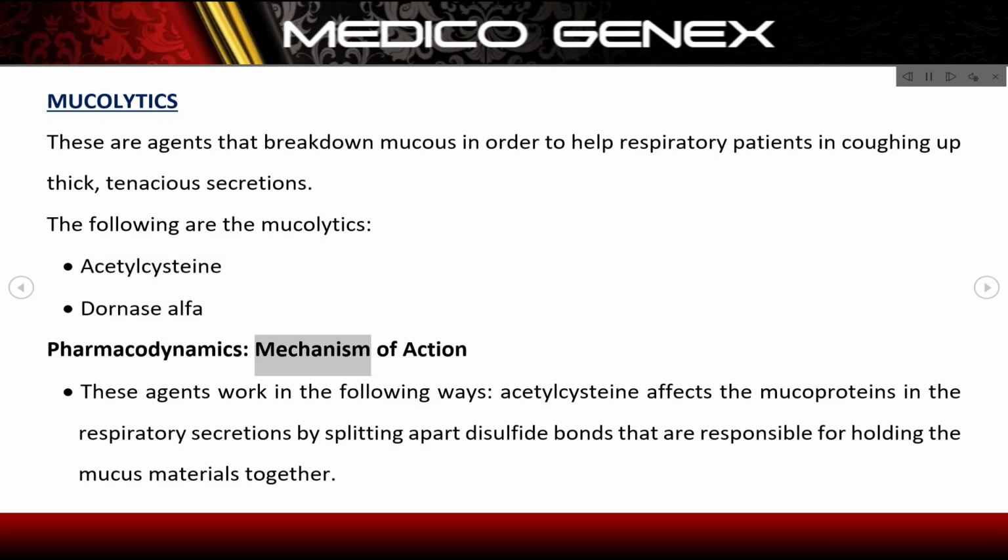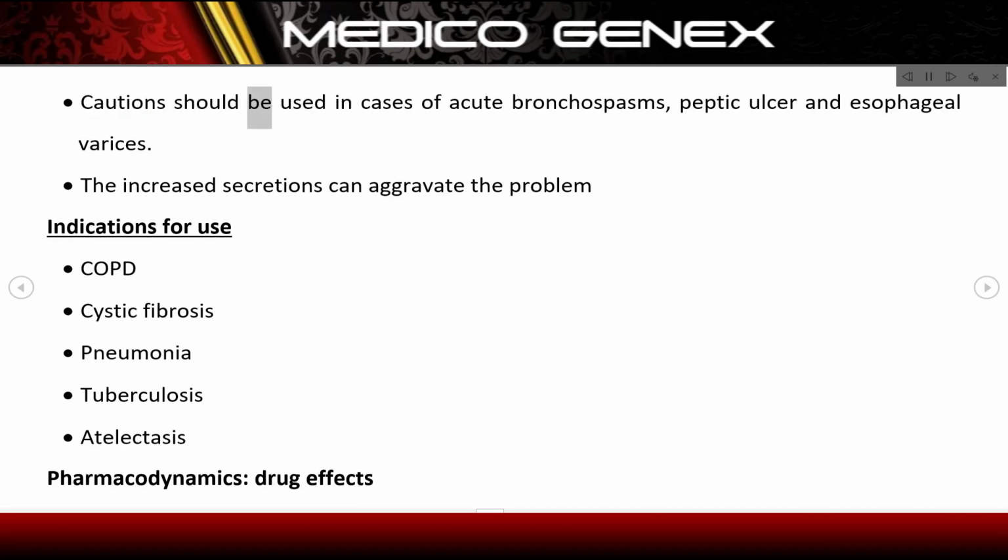Pharmacodynamics, mechanism of action. These agents work in the following ways: acetylcysteine affects the mucoproteins in the respiratory secretions by splitting apart disulfide bonds that are responsible for holding the mucous materials together. Caution should be used in cases of acute bronchospasm, peptic ulcer and esophageal varices. The increased secretions can aggravate the problem. Indications for use: COPD, cystic fibrosis, pneumonia, tuberculosis, atelectasis.